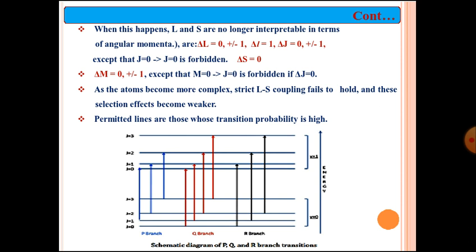Permitted lines are those whose transition probability is high. Here are given the permitted transition lines: P branch, Q branch and R branch. These transitions are also based on the selection rules. The energy cannot jump from one level to any other energy level, only to nearby energy levels. This principle explains the 3 types of branches.